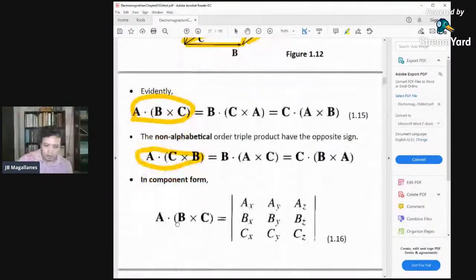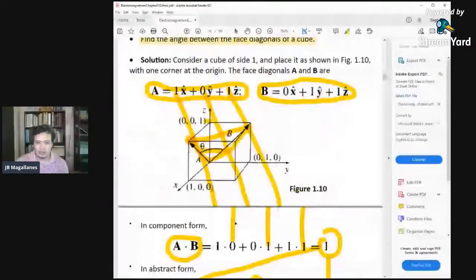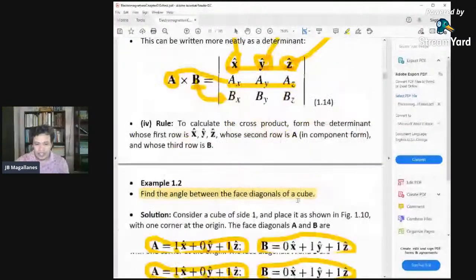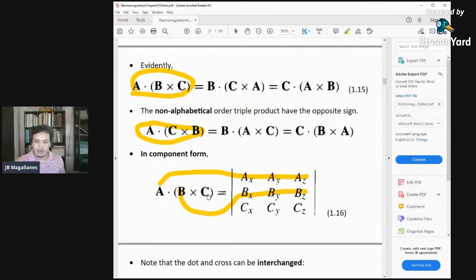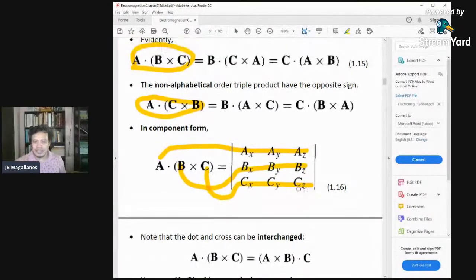In component form, which is similar to what you saw before with the cross product of two vectors, here is the scalar triple product of vectors A dot B cross C. The first row here would be the components of A, and then the second row would be the components of B, and then the third row would be the components of C. And so you get the same as this.